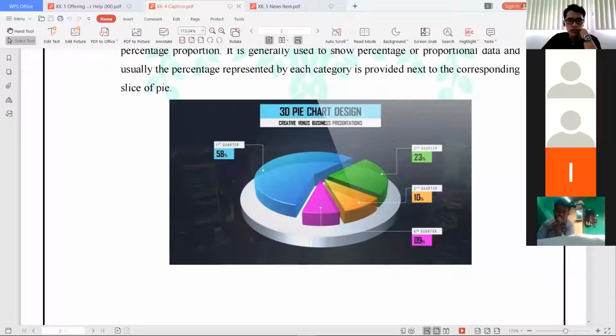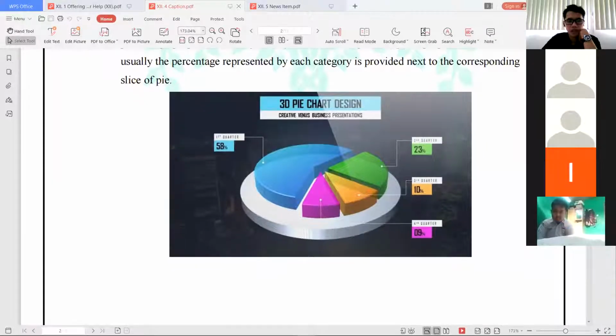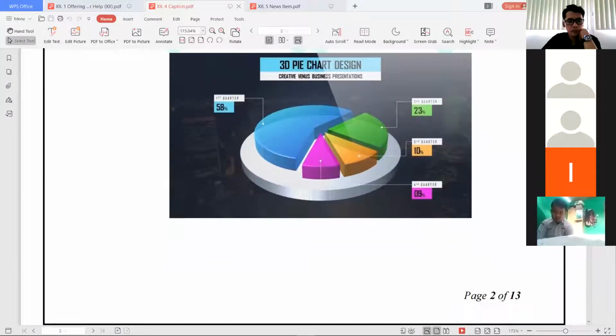And you say the first quarter 58%, second quarter 23%, the third quarter is 10%, and the fourth quarter is 9%. You have to be able to understand the meaning of every slice here. I believe that it is very familiar to you as well.